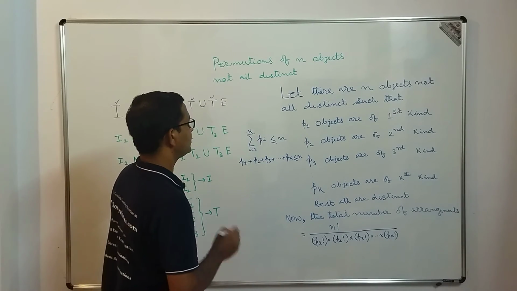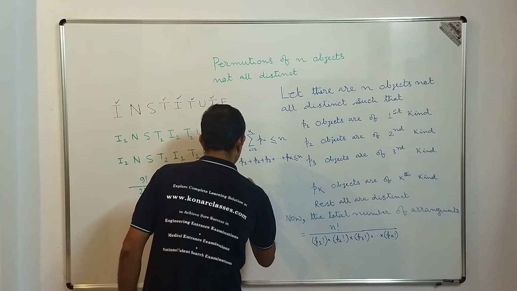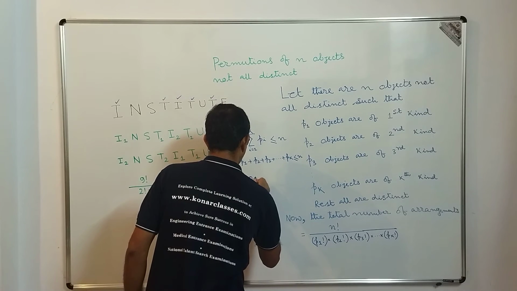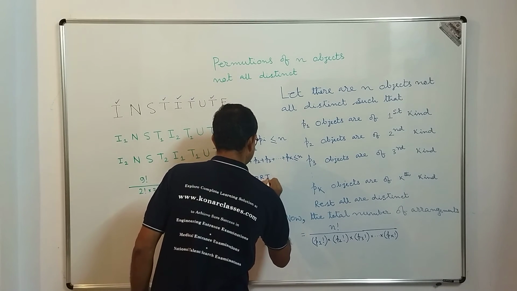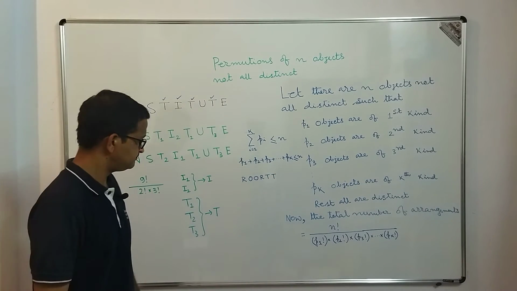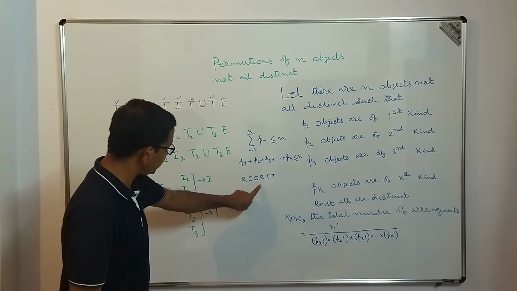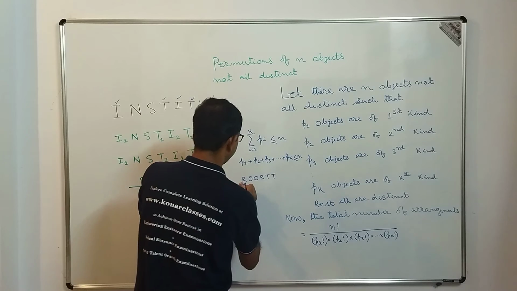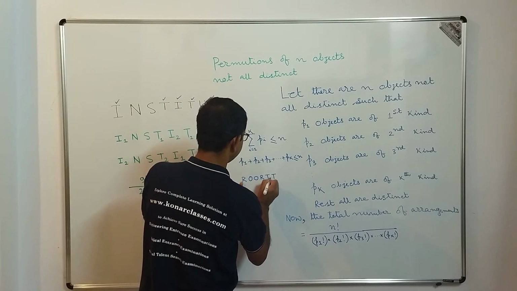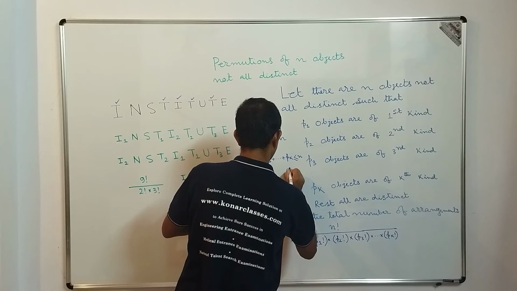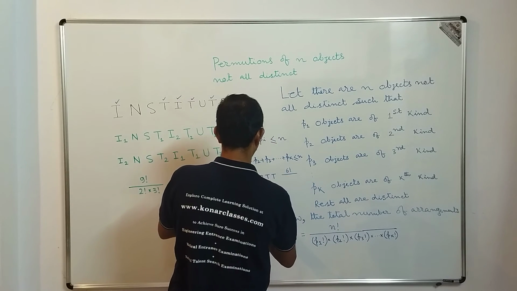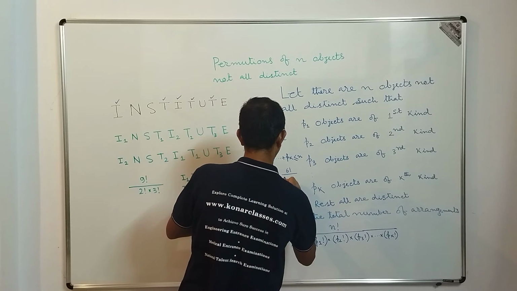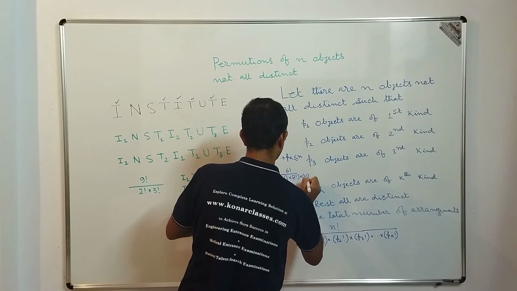Let's take an example. Suppose instead of the word ROOT, the word is R O O R T T. If you look at here, what is the formula? How many objects are there? 1, 2, 3, 4, 5, 6. The number of permutations should be factorial 6 divided by factorial 2 into factorial 2 into factorial 2.